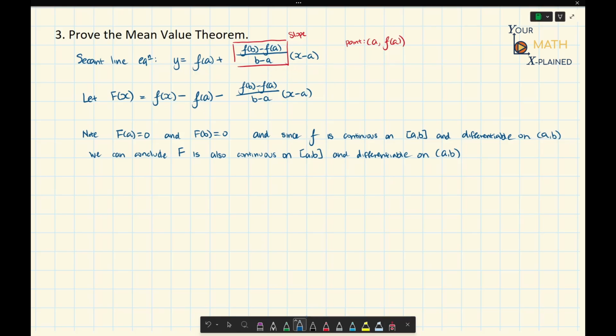And now we can go ahead and use Rolle's theorem because we have the function being continuous and differentiable, and we have that our starting point and our end point have the same value. So therefore, by Rolle's theorem, there exists a C within the interval AB such that capital F prime of C is equal to 0.